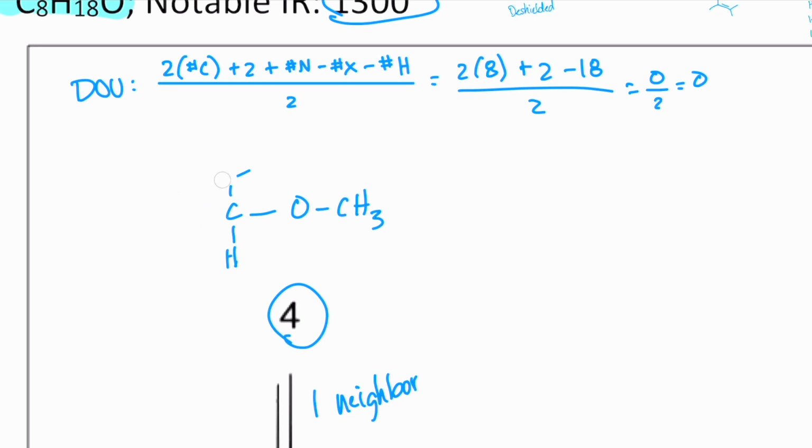What's another way we could have 4 identical hydrogens? If we were to have an oxygen that looks like that, we don't know what's here, but we can see that these 2 hydrogens are exactly identical.